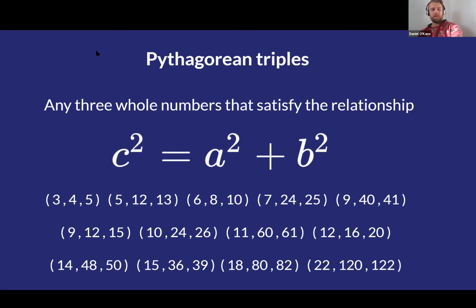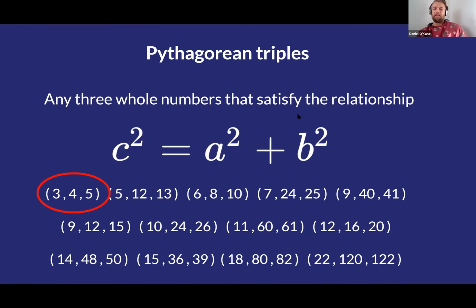Looking at 3, 4, and 5, for example, that's the most common Pythagorean triple, and it's really easy to remember. 3 squared plus 4 squared is equal to 5 squared. 9 plus 16 is equal to 25. We saw that in the proof of Pythagoras' theorem that I showed you before. Well, 6, 8, and 10 is the same triple where they've just all been multiplied by 2. So 3 times 2 is 6, 4 times 2 is 8, 5 times 2 is 10.